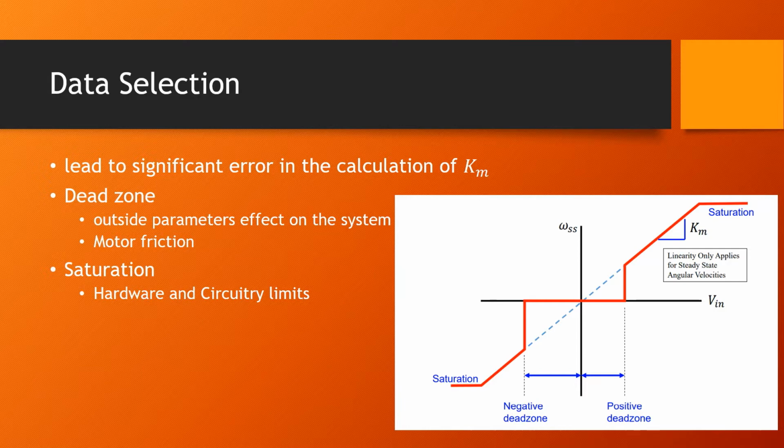Because of saturation, in this case, the motor is rated for a certain speed that can't be passed. Therefore, after a certain voltage limit, the motor experiences negligible change in its angular velocity. This could be a result of the circuit or the actual motor hardware. If dead zones or saturation voltage are not identified, the accuracy of Km calculation becomes heavily compromised.